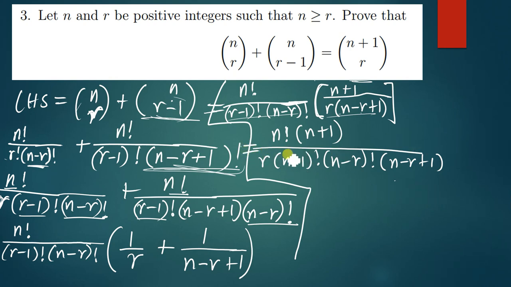So this is what we have. And then when you look at this part, this can also be written as n plus 1 factorial. So the numerator there can be written as n plus 1 factorial. Why do I say that?